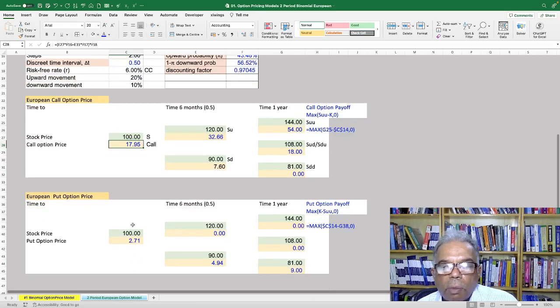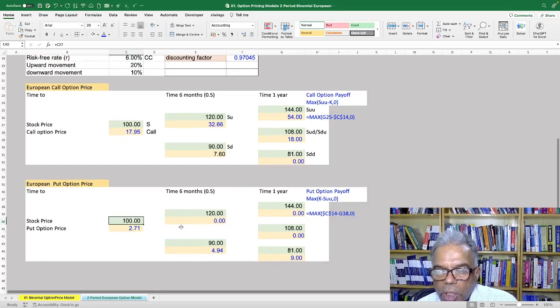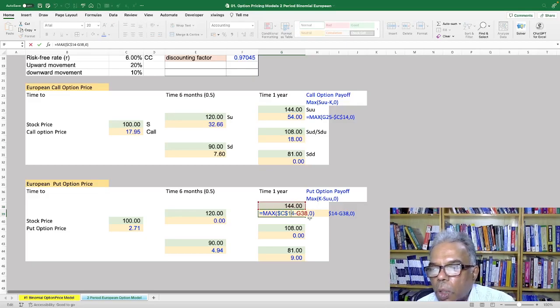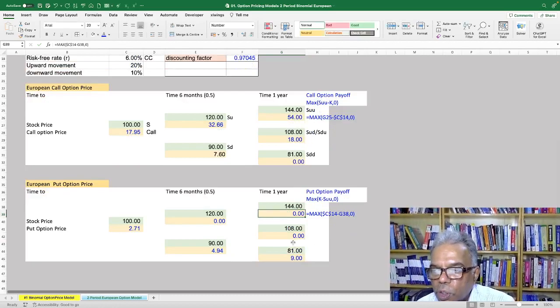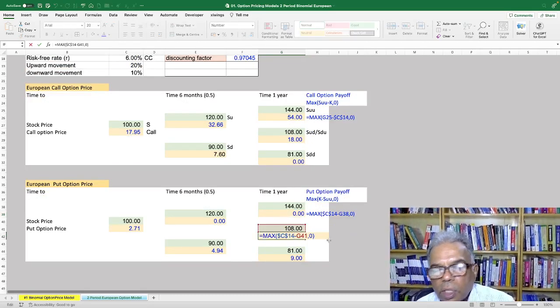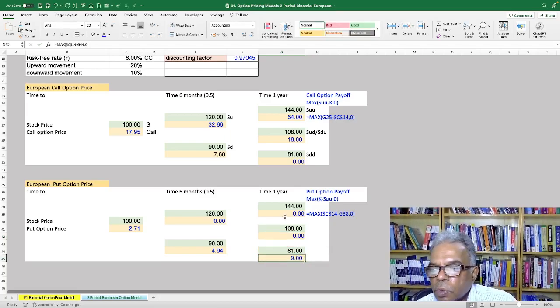Now how do you calculate a 2-period European put option? We'll use the same method. We'll put the same values here, and while moving backwards, we'll first calculate the put option value, that is nothing but the maximum of strike price minus the node value. Here the strike price is 90. 90 minus 144 is 0. Again 90 minus 108 is 0. So only here 90 minus 81 is 9. So we got the put option payoff value at these nodes.